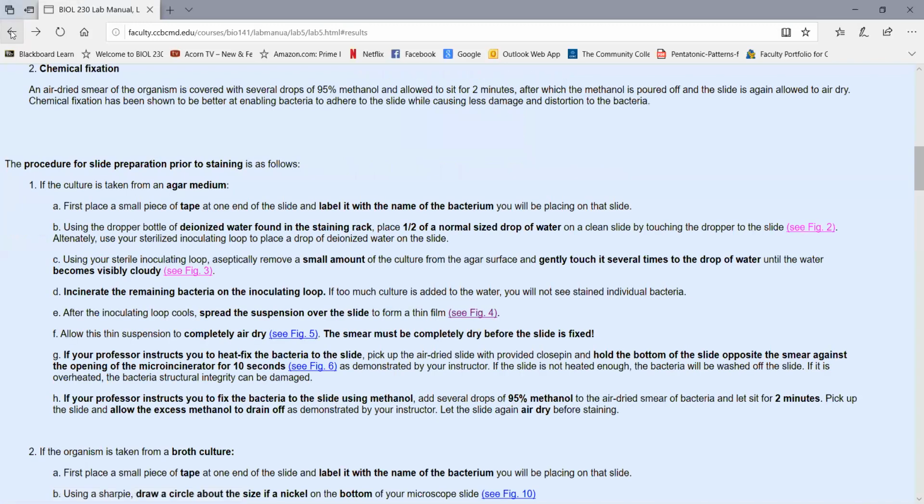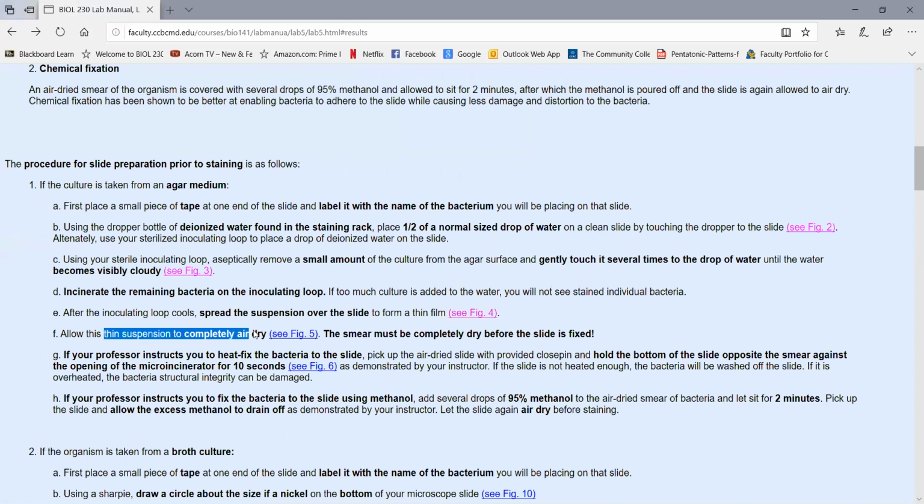Once you spread it out, as you see here, it should be covering most of the slide. If you have the right size drop of water, that should cover pretty much 3/4 of the slide when you spread it out. And the more you spread it out, the faster it air dries and the better you separate the bacteria so you can see individual shapes and arrangements. Then, of course, once you've spread it out, sterilize the loop again since there's bacteria on it. Then finally, the patient part.